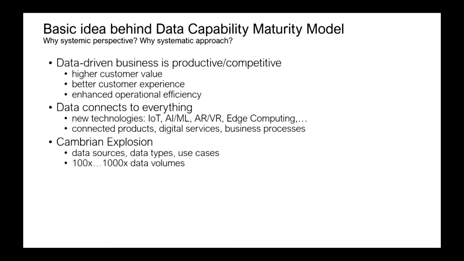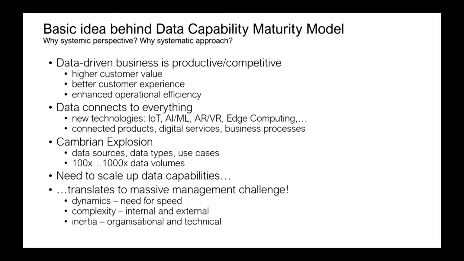When the number of different data sources, data types, and use cases are combined with a massive increase of data volumes, we can seek comparison from natural history. The Cambrian explosion introduced millions of new species to Earth some 500 million years ago. Right now we are experiencing a Cambrian explosion of data creatures. All of the above translates to one thing: massive management challenge.